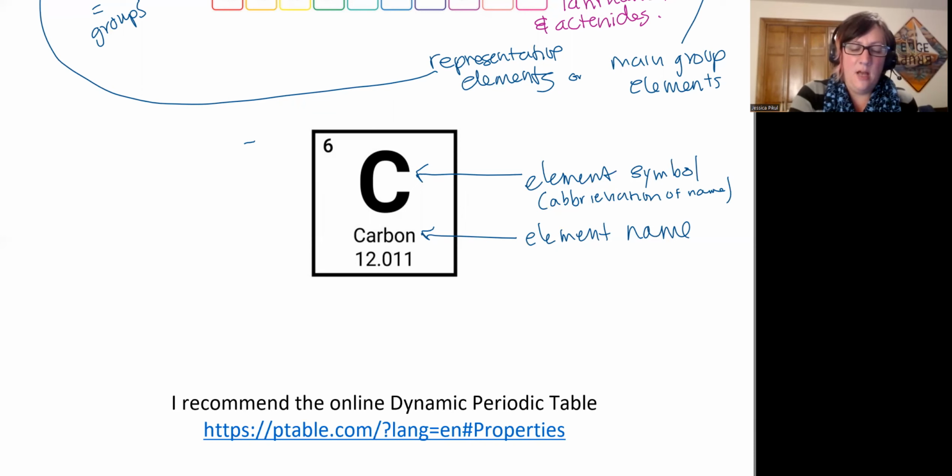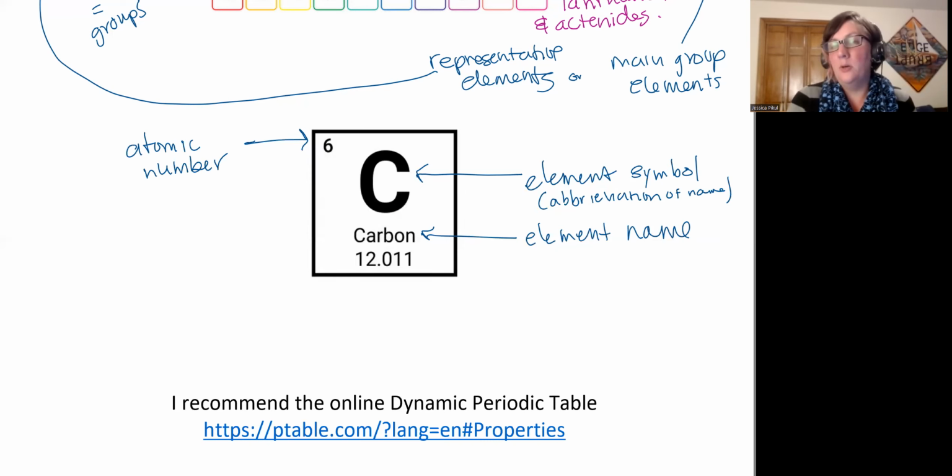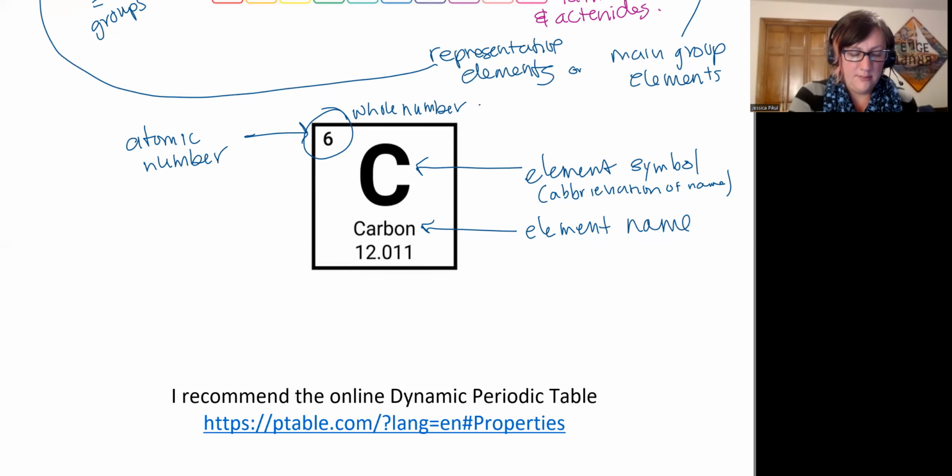Then we have the atomic number up here. And it may be written below the element symbol, honestly. But you know it's the atomic number because it's a whole number. There's no decimal place. And remember, the atomic number is telling us the number of protons in this element. All right, now there's one more number on here, right? This number has a lot going on because it's got a lot of decimals.